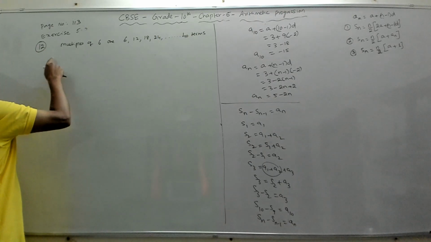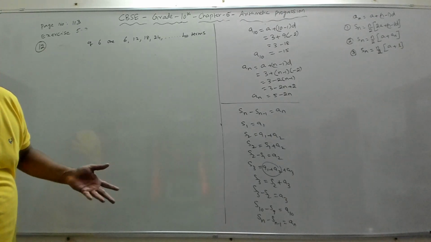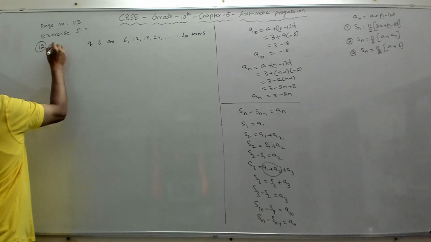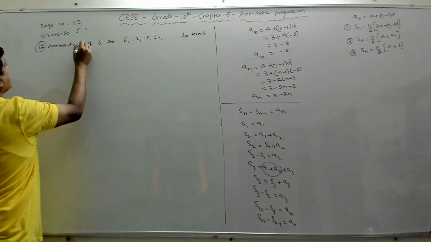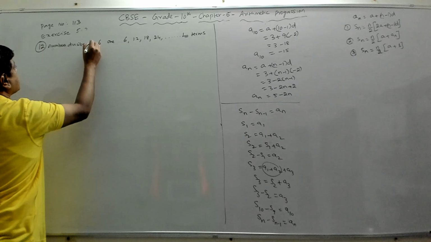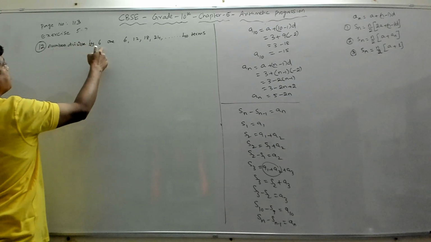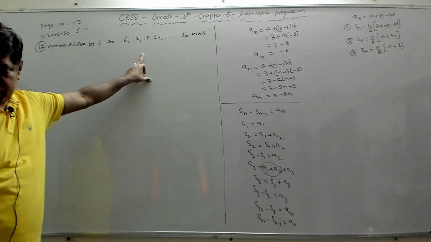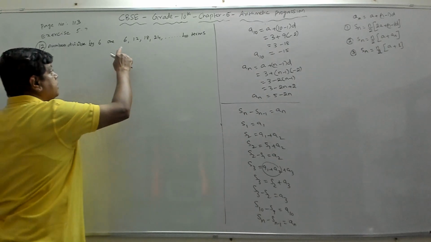Now we have to find the multiples, the numbers divisible by 6. They have said numbers divisible by 6. Numbers divisible by 6 are these numbers. Now we should find the sum of first 40 positive integers divisible by 6. We need to find the sum of these numbers.